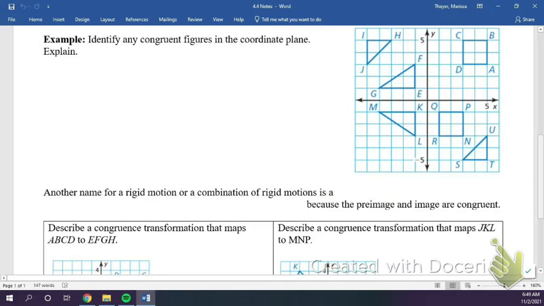So this says to identify any congruent figures in the coordinate plane. So we are trying to figure out which one of these are congruent. There are a few that we can go with. I'm going to start with the square. That square, or I guess I'll color it in. This square, I'm going to claim is congruent to this square.